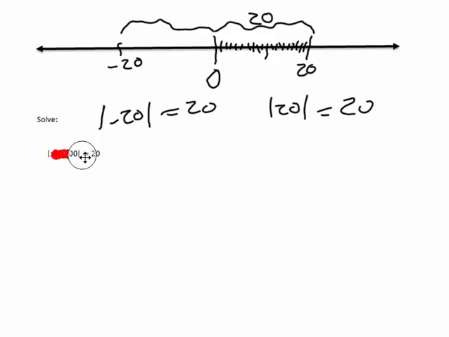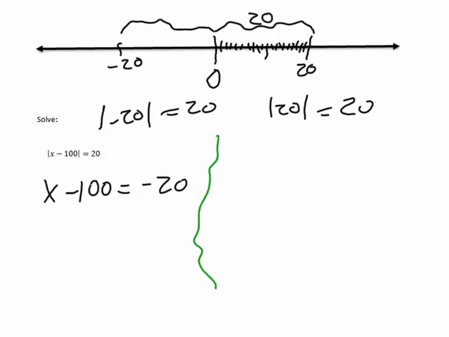So now I'm going to erase this, and we can see x minus 100 must be either negative 20 or it must be 20. So I'm going to say x minus 100 equals negative 20. And then I'm going to use this just to separate my work. I'm going to say x, oh, I got the blue one. That's okay. x minus 100 equals a positive 20.